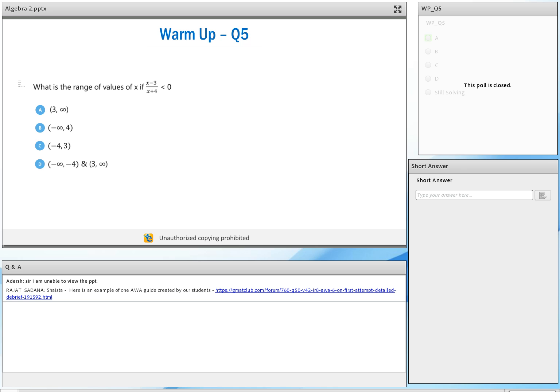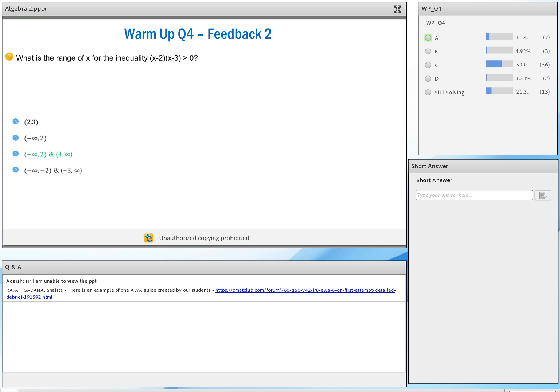Okay, so how were these two questions? Question number 4 and 5, dealing with quadratic inequalities now. So let's look at question number 4.